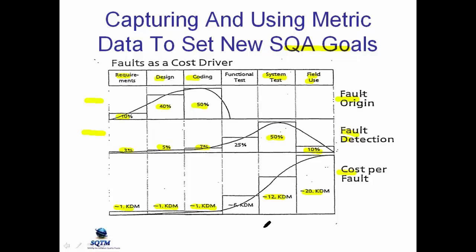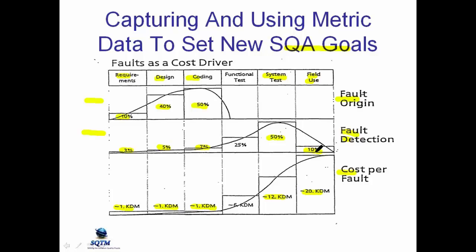So again, let me just remind you, Siemens has this data. And Siemens was shocked to find that 50% of the errors were in system test at 12K a pop, and 10% of the errors were found in the field at 20K a pop. Siemens was surprised at this and set a new SQA goal, to try to set the goal that 10% would be found here and 5% would be found in the field.